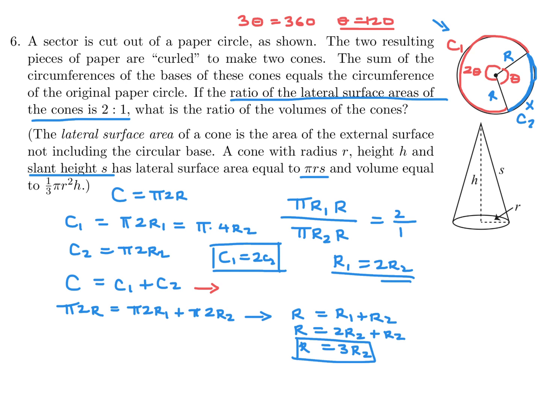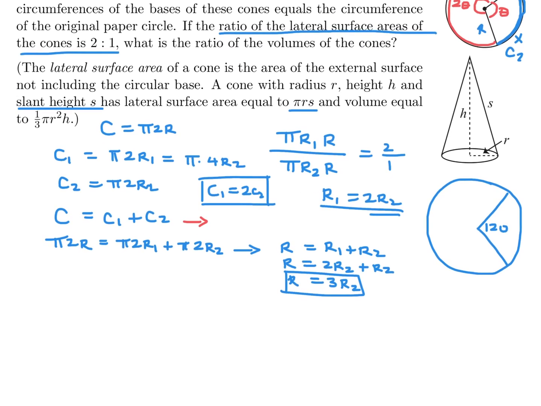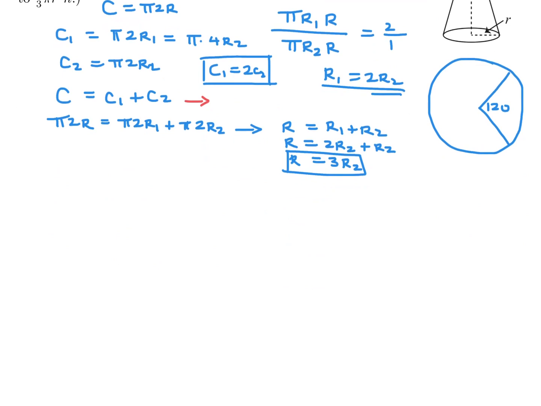All right, so let's try to keep everything in the same screen. So this is 120, and this is C2, and this is C1. Okay. All right, so let's see where we're going now.